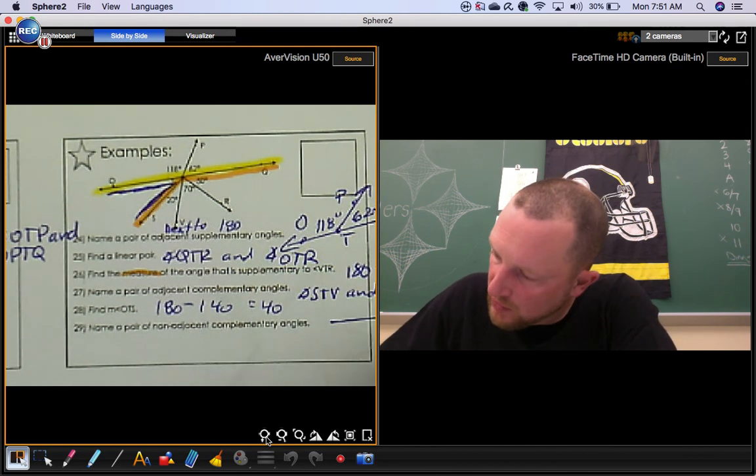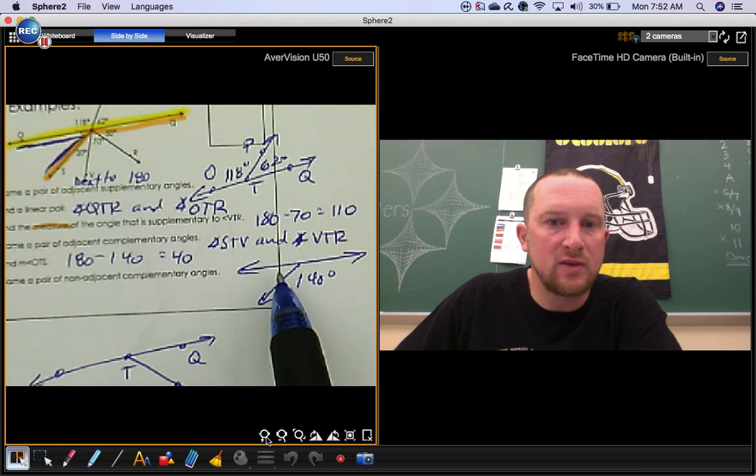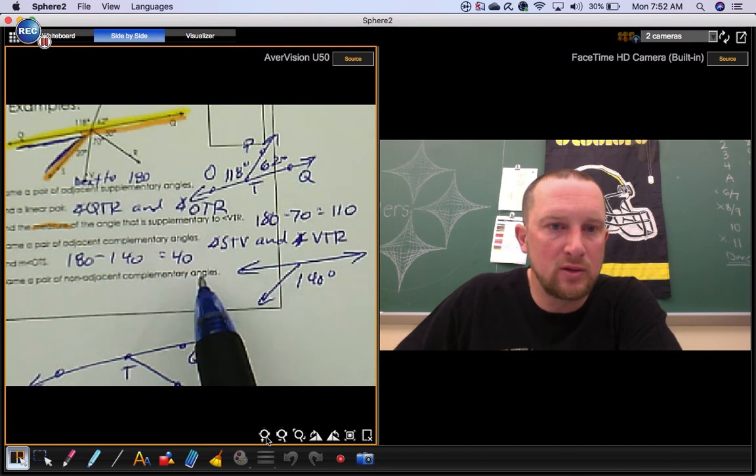Okay, so if I would redraw it, it would look like this. You have a 140 degree angle there. What's the measure of this angle? These are a linear pair, so 180 minus 140 gives you that 40.